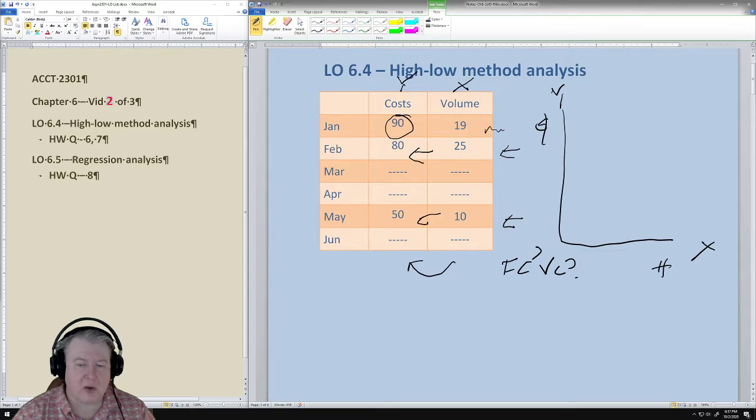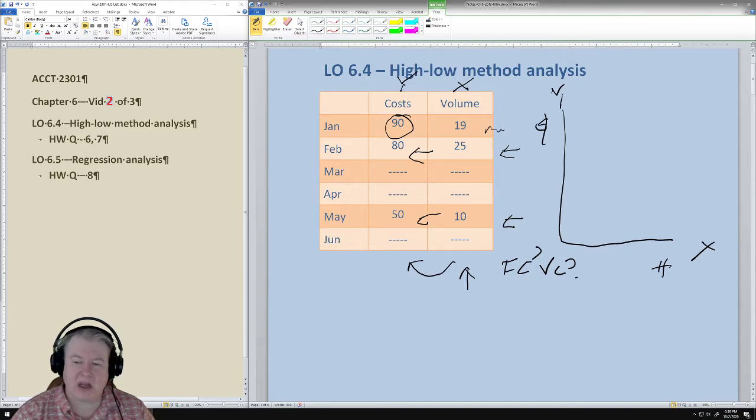You focus on the volume or the activity. This is the one you focus on. And then you take the corresponding number. In other words, these are all points on the graph. You can't mix and match. You can't say, oh, I'm going to take the X value for this and the Y value for that one.